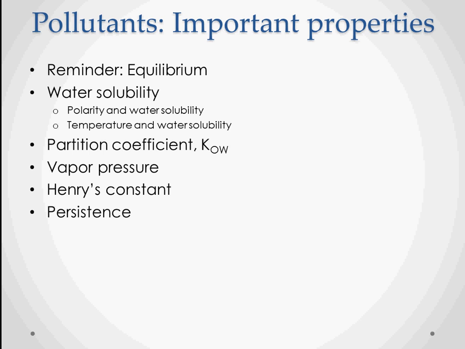So the properties that we're going to talk about here, first I'm going to give you a little bit of a reminder about equilibrium. We'll talk a little bit more about equilibrium chemistry later on. But the other major properties of chemicals are water solubility, the partitioning coefficient, which you may not have heard of before, this one is the octanol-water partitioning coefficient, vapor pressure, Henry's law constant, and persistence. And in this video, we're going to focus on equilibrium and water solubility, in order to keep it short. Okay, so first a reminder about equilibrium and what that means.